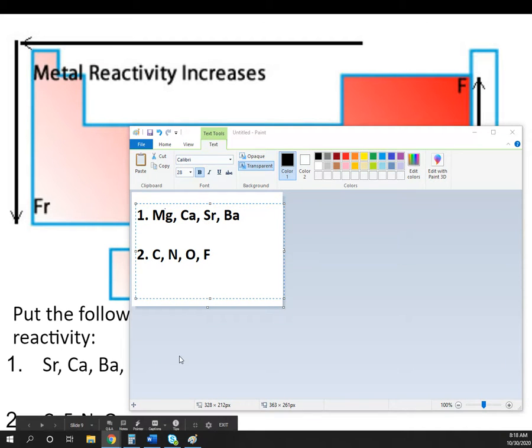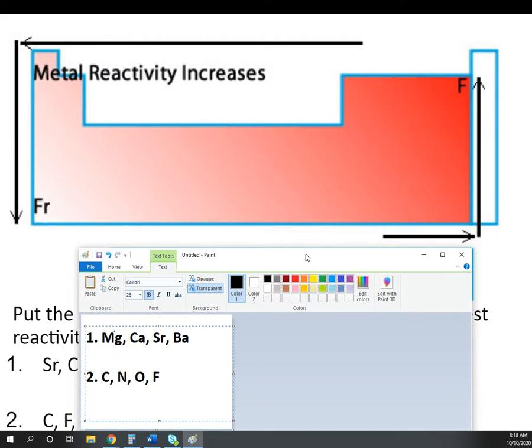Okay, let's check your answers. For our metal groups, our metal reactivity increases as we go down each group. So if we go down group 2, magnesium is our least reactive metal. Calcium's underneath it, so it's a little bit more reactive. Strontium's underneath calcium, so strontium's a little bit more reactive. And barium is our most active group 2 metal.